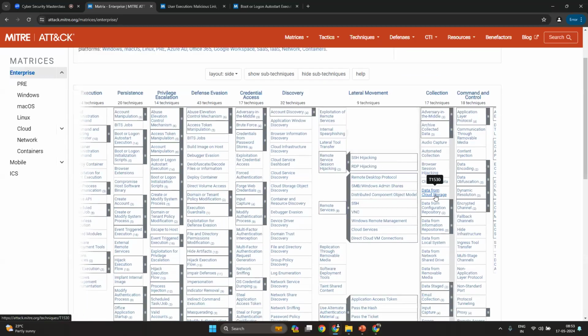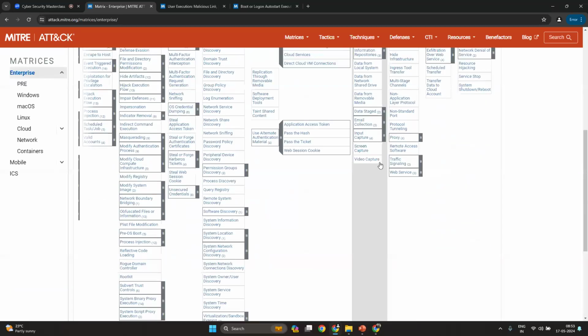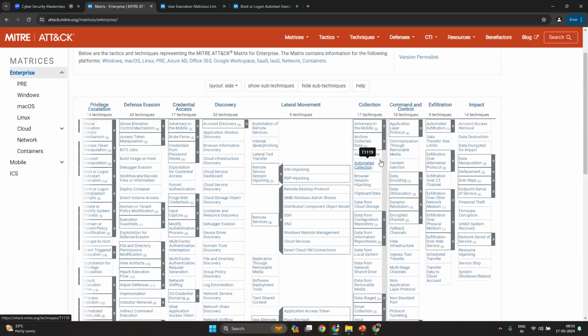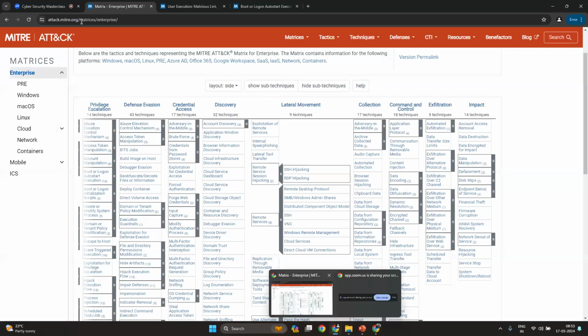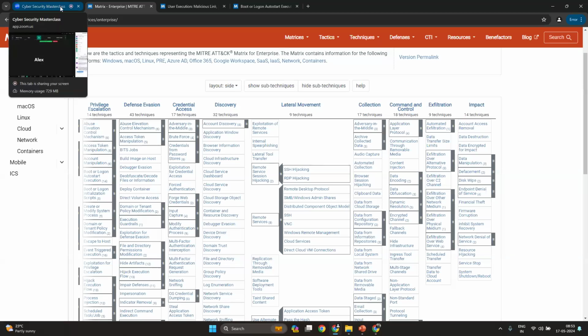From an interview perspective, I don't think command and control is really asked. Exfiltration, just know the ways of exfiltration. And impact, not really. Main pointers would be privilege escalation, lateral movement, and persistence. So just know these few techniques and sub techniques. You don't have to really go in depth.